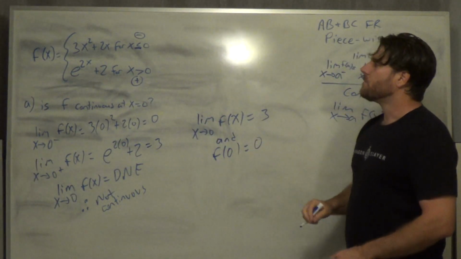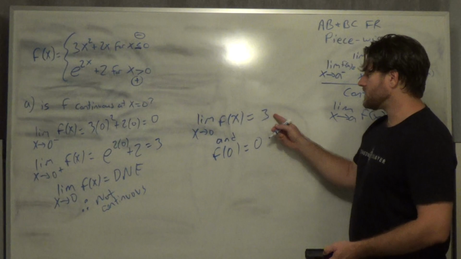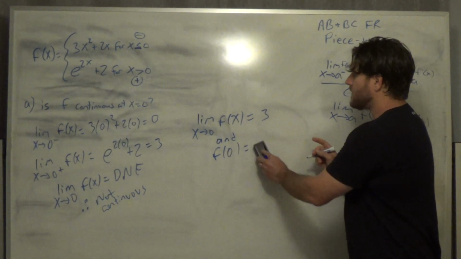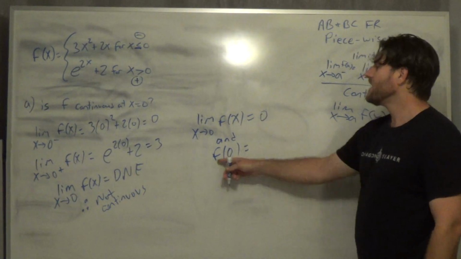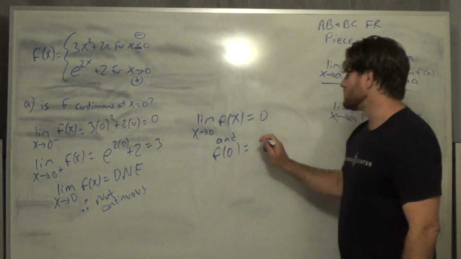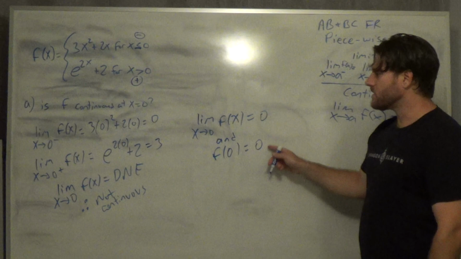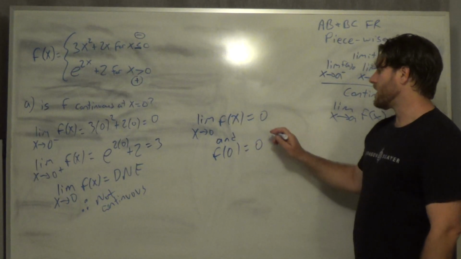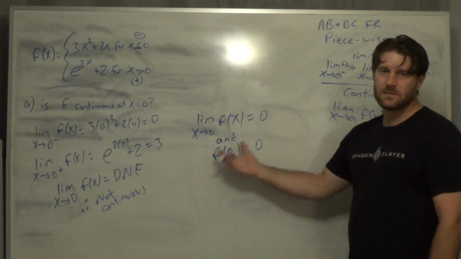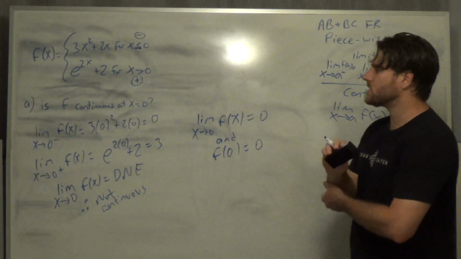Those aren't equal. But if it was going to have a limit, this would be this, and let's just go ahead and pretend these were both 0. If they were both 0, we would say this is 0, and f of 0 we'd get here is also 0. And since those are both 0, since the limit is equal to the ordered pair, then it's continuous. All right, so again, I wanted to show you the 2 steps.